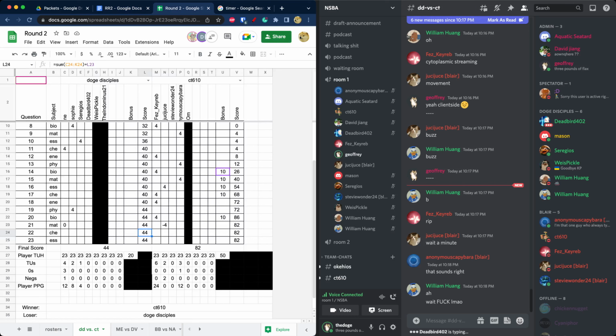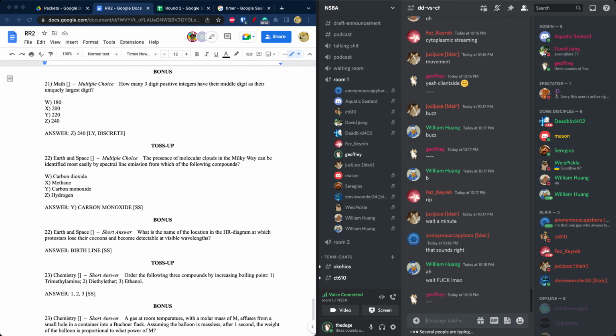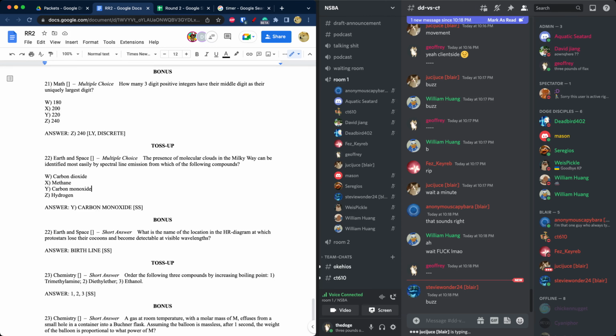Alright. Toss up Earth in space, multiple choice. The presence of molecular clouds in the Milky Way can be identified most easily by spectral line emission from which of the following compounds? W. Carbon dioxide. X. Meth. Interrupt Stevie Wonder. Carbon monoxide? Y. Carbon monoxide is correct.